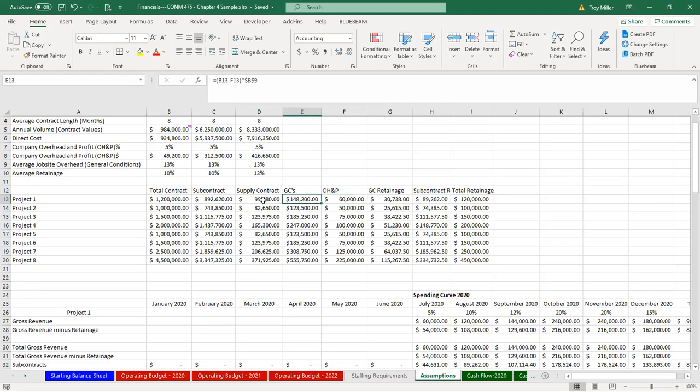And then what I've done on the balance of the $1.2 million contract, I've taken that and I just did a simple allocation. Essentially what I said here, if you look up here in my formula bar, is that my subcontracts, and this is the direct cost of the project itself, the subcontracts themselves are going to account for about 90% of the work, and then supply contracts are going to account for about 10% of my overall budget.